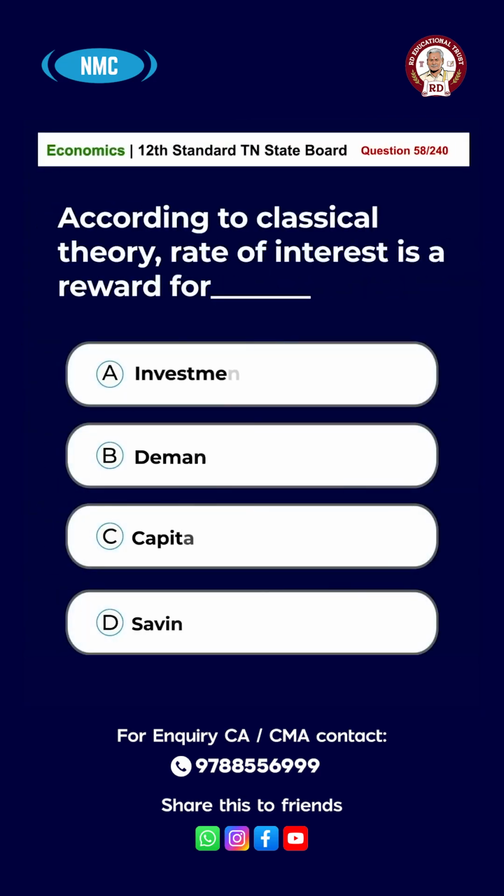Question number 58. According to classical theory, rate of interest is a reward for A, investment, B, demand, C, capital, D, savings. The answer is option D, savings.